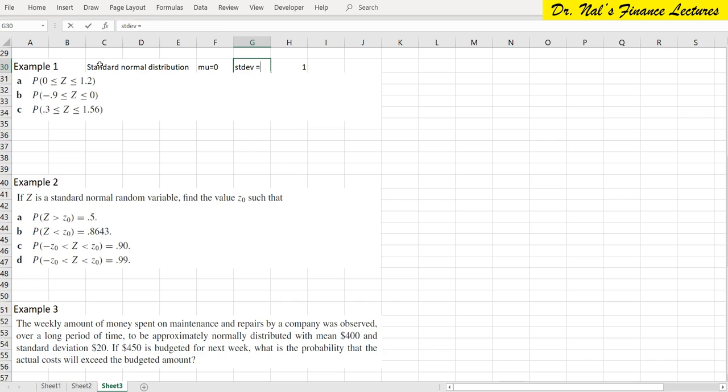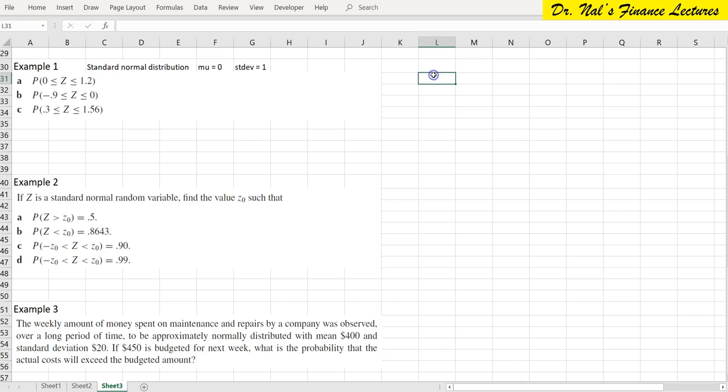Actually, let me just write it like this. All right, there you go. Otherwise it's confusing. So the mu is 0, standard deviation is 1. If you have such a distribution Z, what's the probability that Z will be between 0 and 1.2? What's the probability the random variable will be between minus 0.9 and 0, and so on?